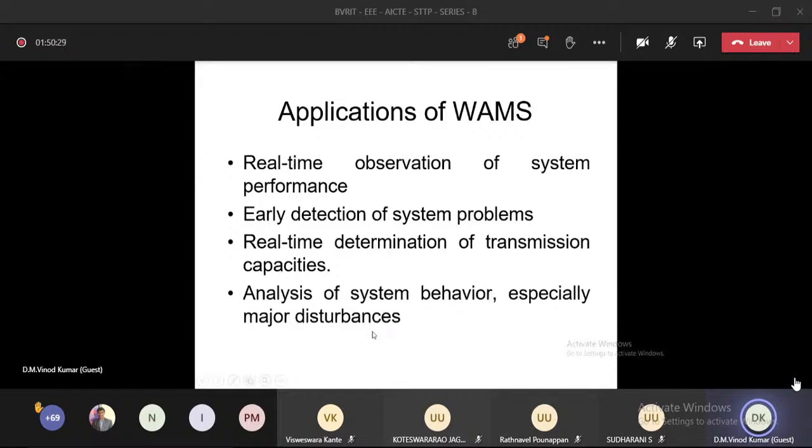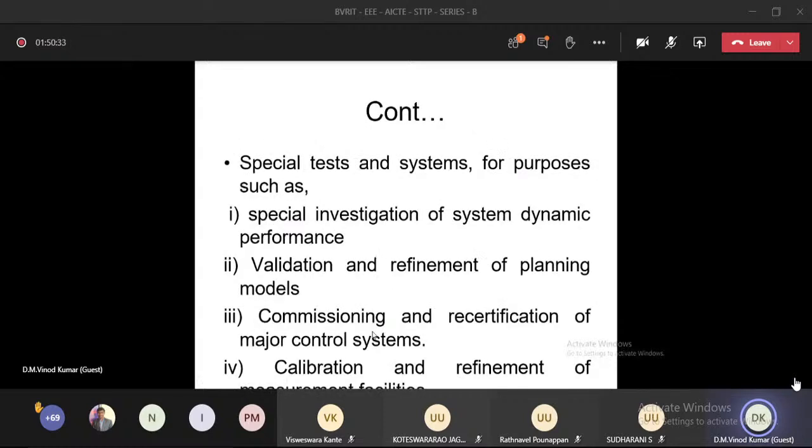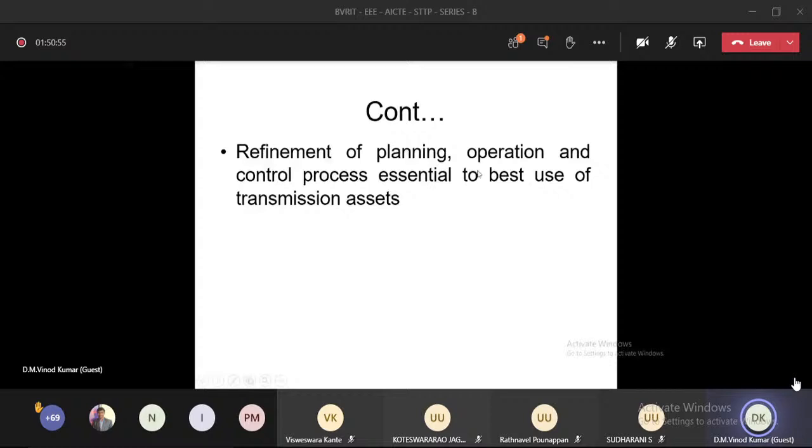And special tests for systems, such as by using WAMS or PMUs or PDCs, special investigation of system dynamic performance we can do. Validation and refinement of planning models we can do, commissioning and recertification of major control systems we can do, and calibration and refinement of the equipment, and refinement of planning, operation, and control processes essential to best use of transmission assets.